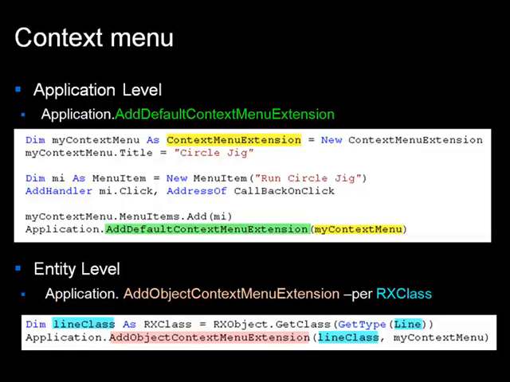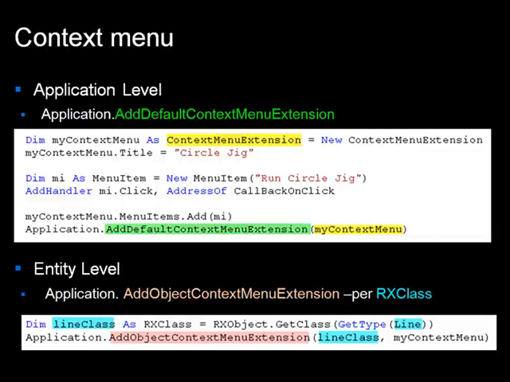When the user right-clicks on the drawing background, the context menu will display, and there will be a new item on the menu with the text Circle Jig. When they click on the menu item, the function callback-on-click will be called. You can see that AddHandler is used to control which function will be called.